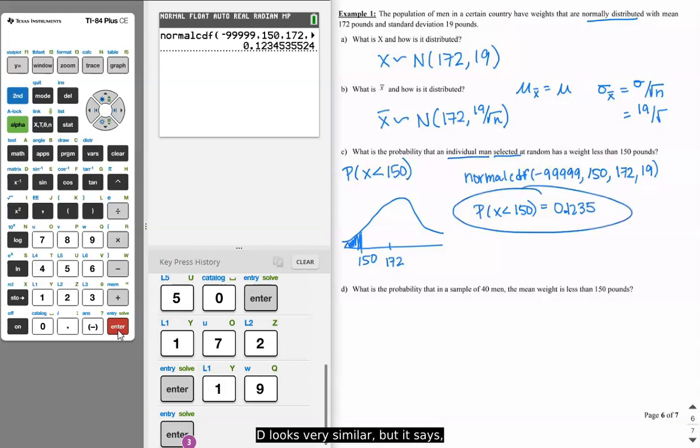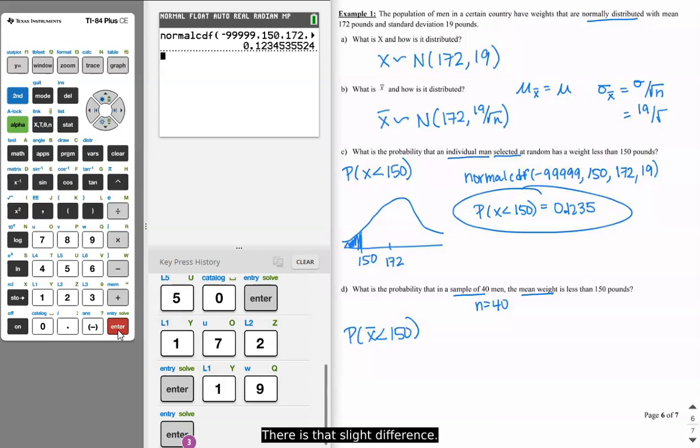So D looks very similar, but it says, what is the probability that in a sample of 40 men, the mean weight is less than 150 pounds? So it's saying the mean weight. So we know a sample of 40, so n would be 40 in this case. And so they're asking the probability that X bar is less than 150, okay? So C and D again look very similar. C is an individual person and D is the mean weight.